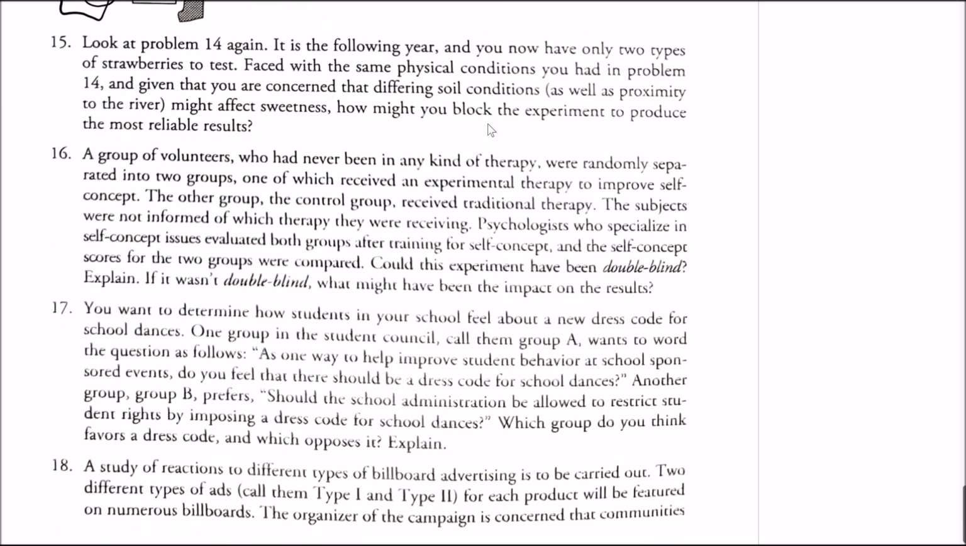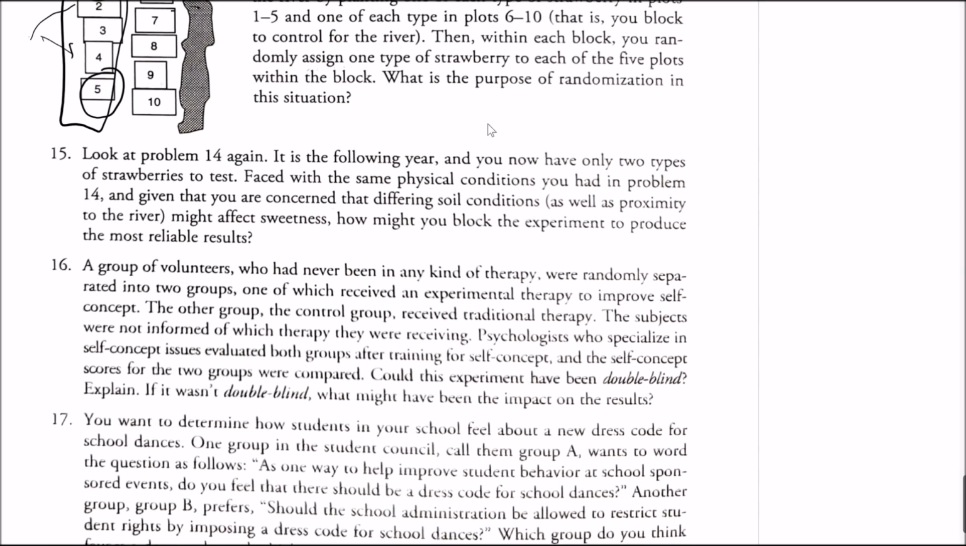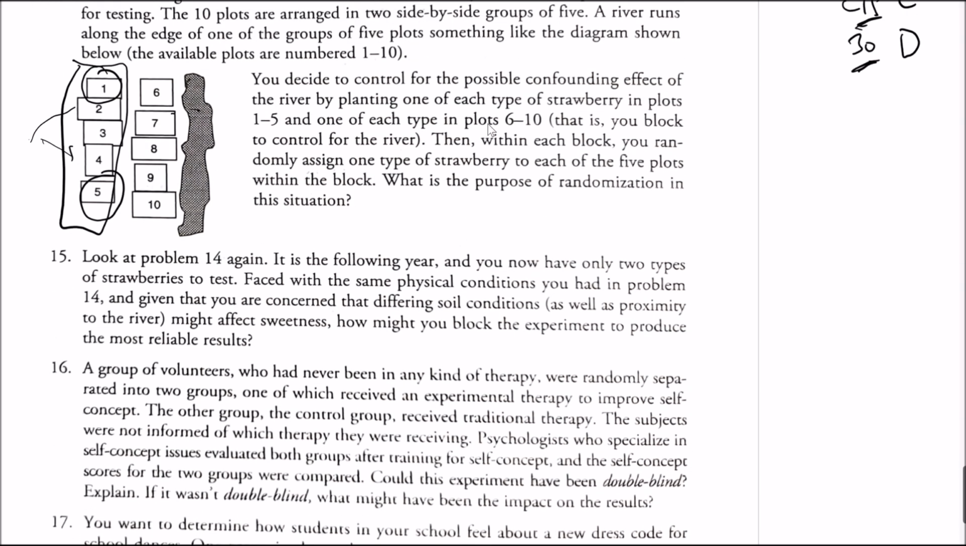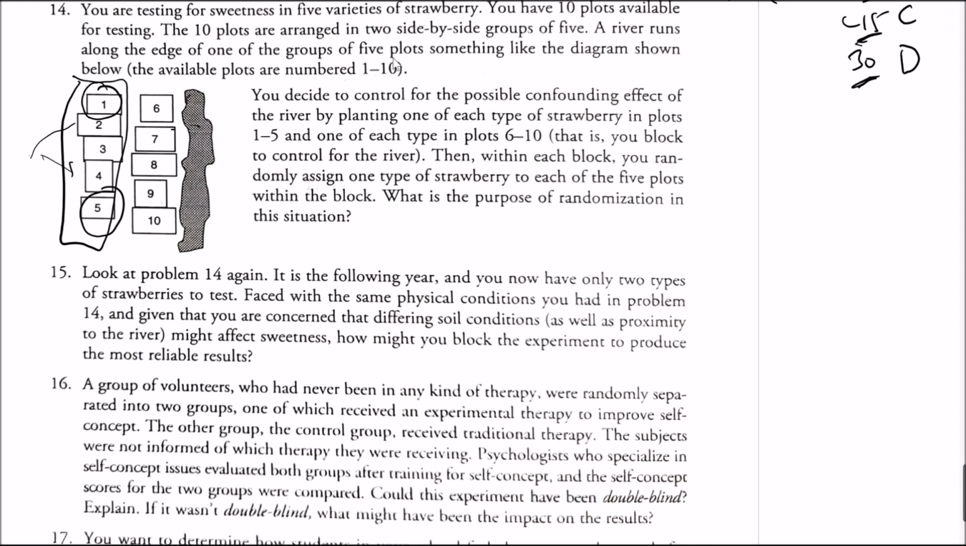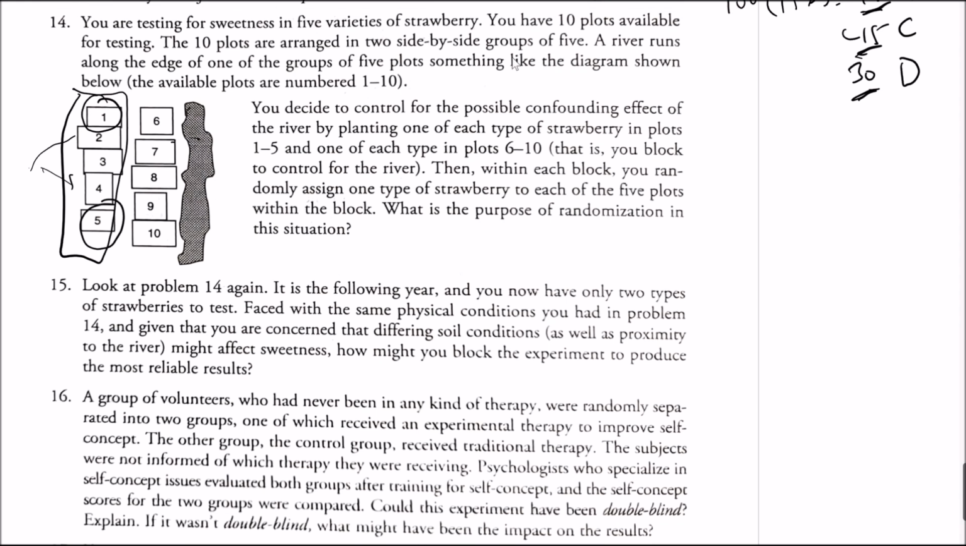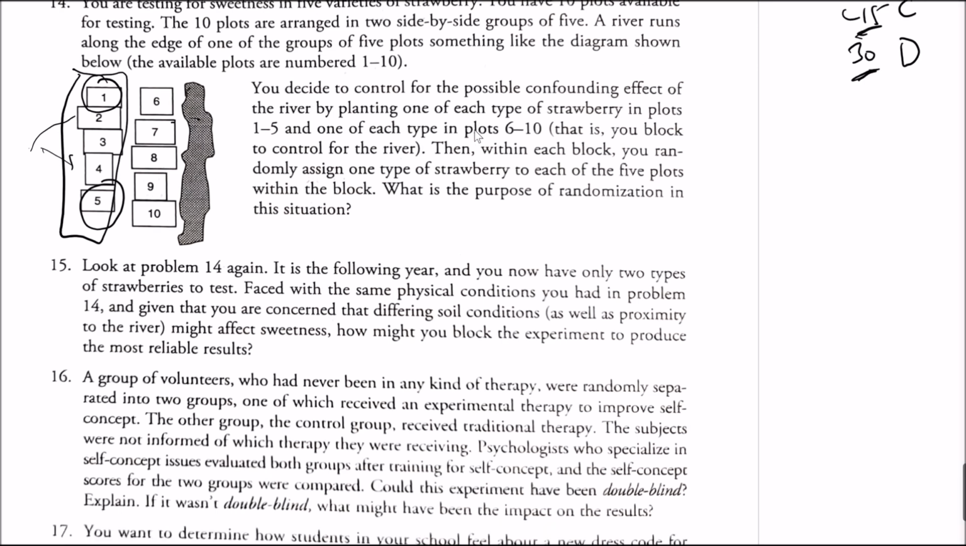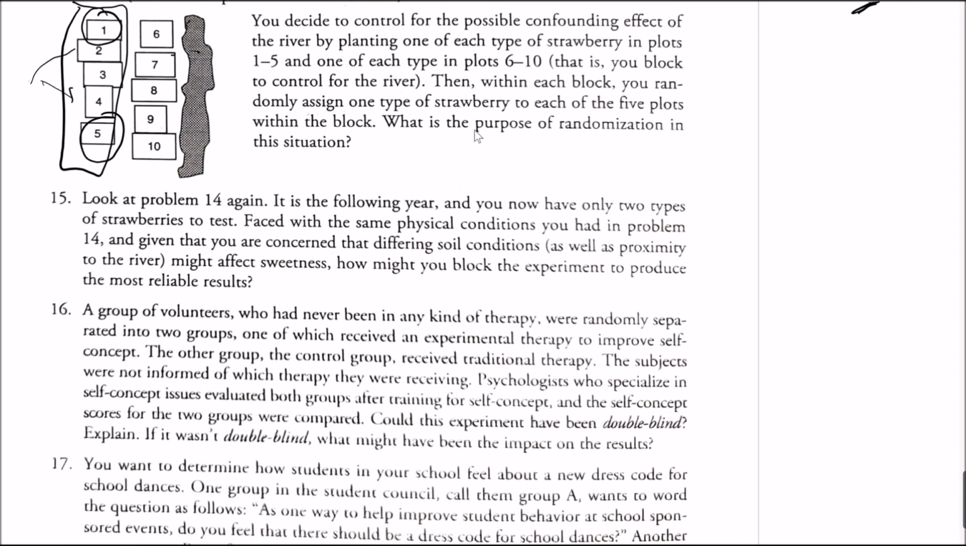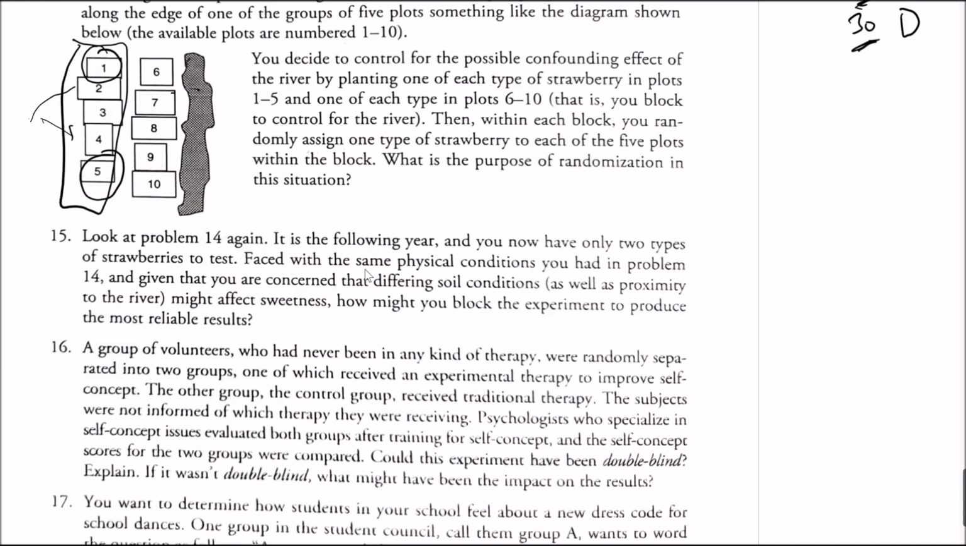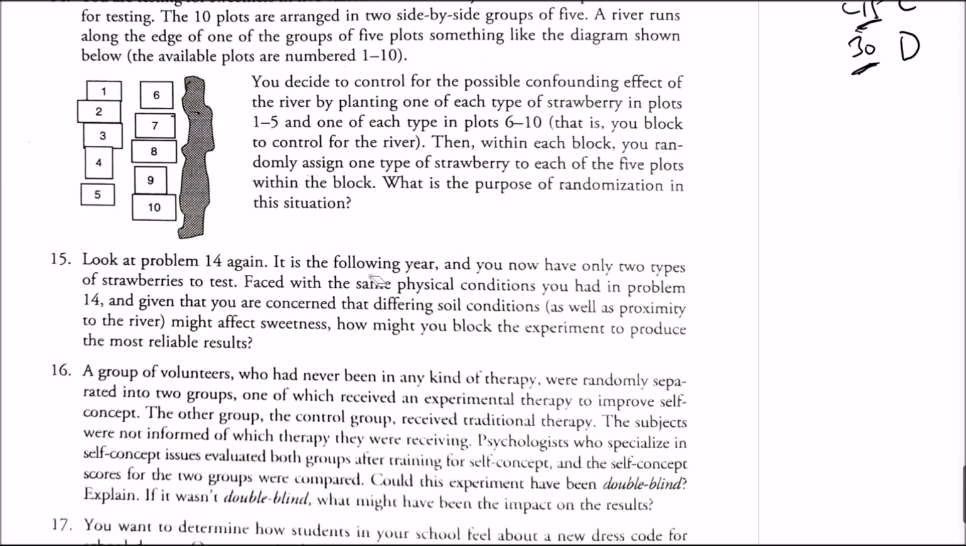Okay, so this is interesting. So you only got 2 types of strawberries here. Before, you had a lot of different types of strawberries, but now you only got 2. And so they want us to control the effect of soil condition as well as proximity to the river. Okay, so not only do we have to block by being close to the river, we have to block by effects of possible soil quality.